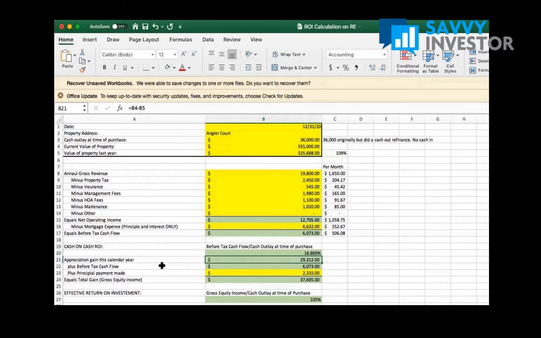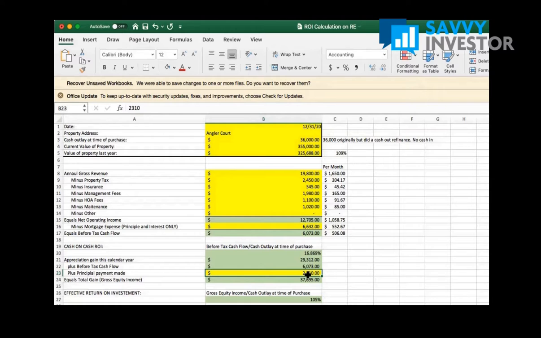Plus the appreciation from this year, taking the 355 minus the 325, I increased my net worth just in appreciation by $29,000 this year. And if I look down, add back in the 6,073 plus principal made. So going back to the previous example I showed you, I wasn't paying down principal on an annual basis based on that loan type. Well, with this loan type, a portion of that loan payment every month is paying down my principal, which you can see this last year, I paid it down $2,310.